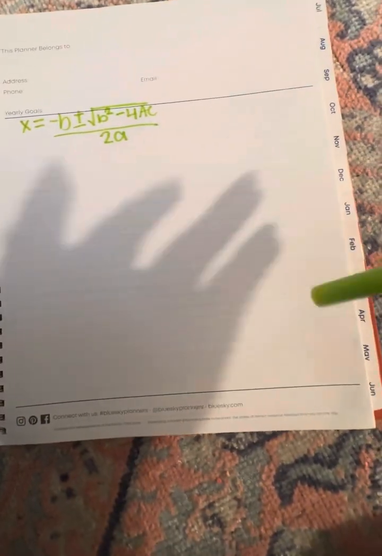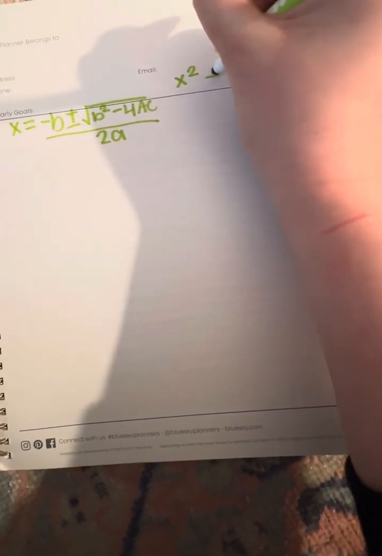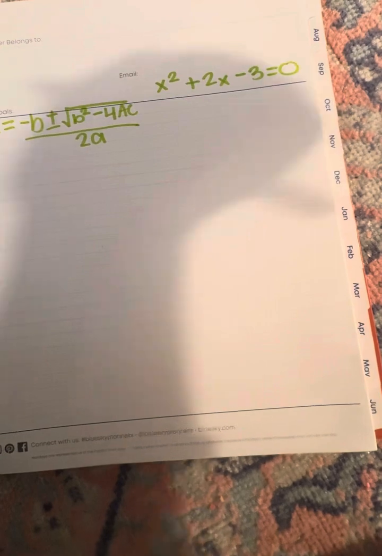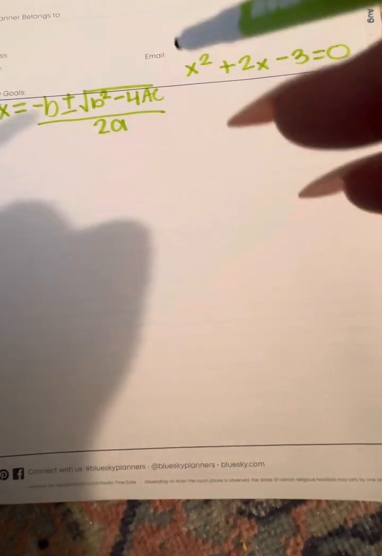Now we need an actual equation to solve for. So it's going to be x squared plus 2x minus 3 equals 0. Now it's already set in standard form for us, so we don't need to move anything over or change the placement of any of it.